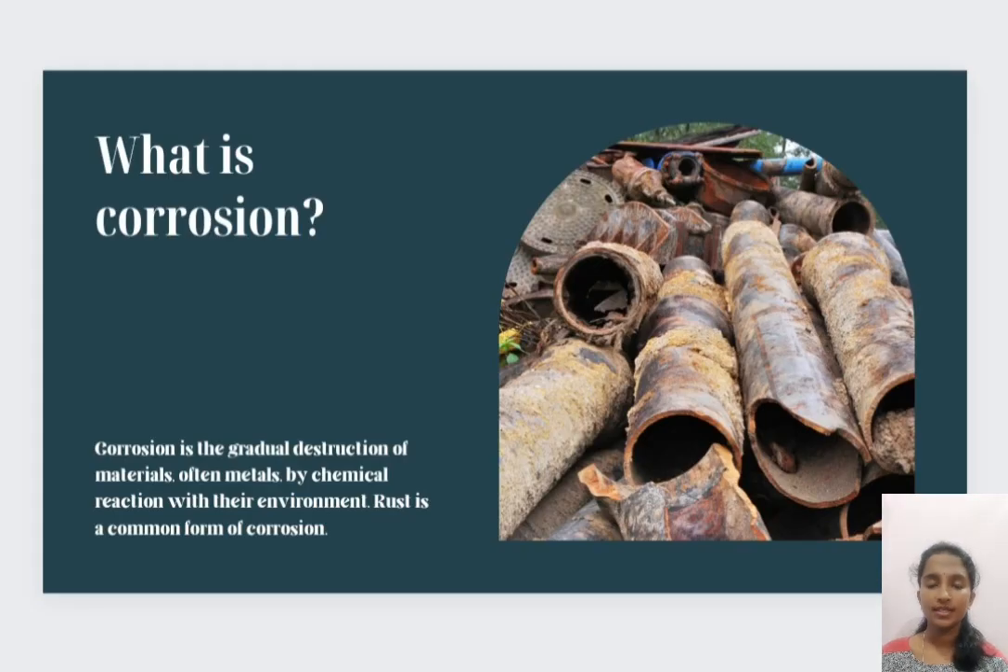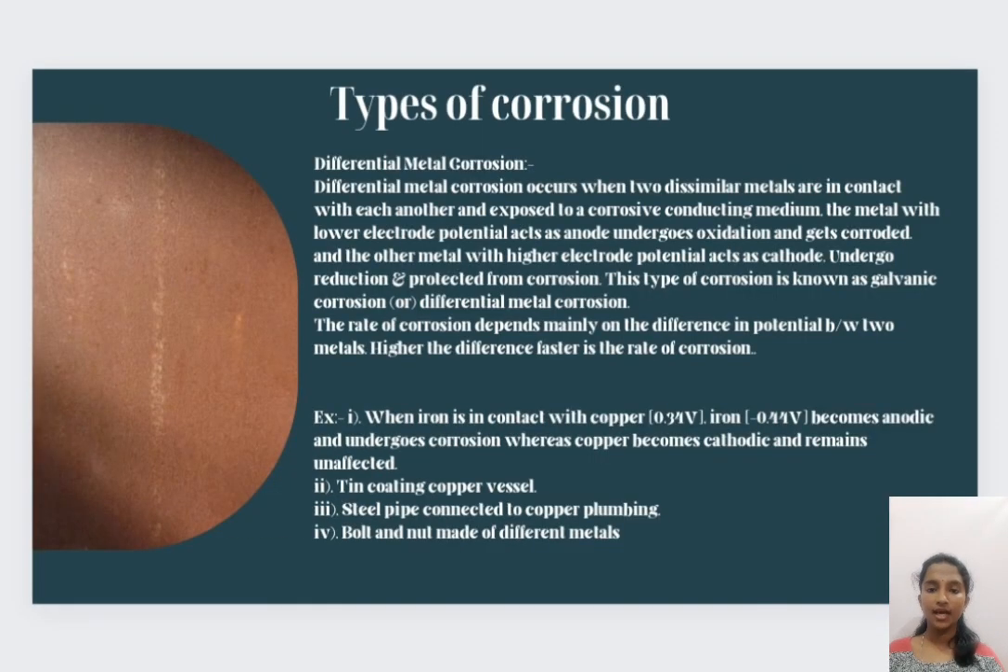So, what is corrosion? Corrosion is the destruction of any material, especially metal, from the chemical reactions which occur in the environment. The most common one which we know is rusting of iron. Now, let's move on with types of corrosion. The first type of corrosion is differential metal corrosion.